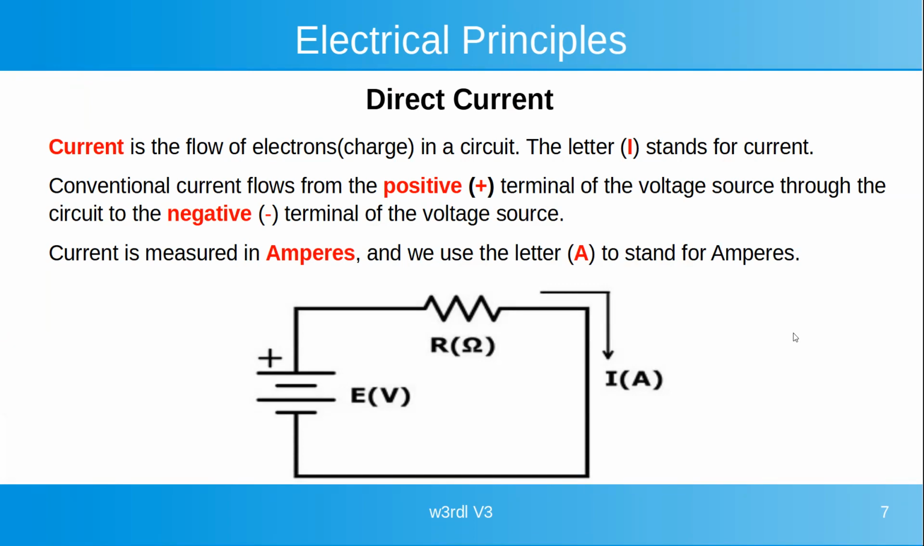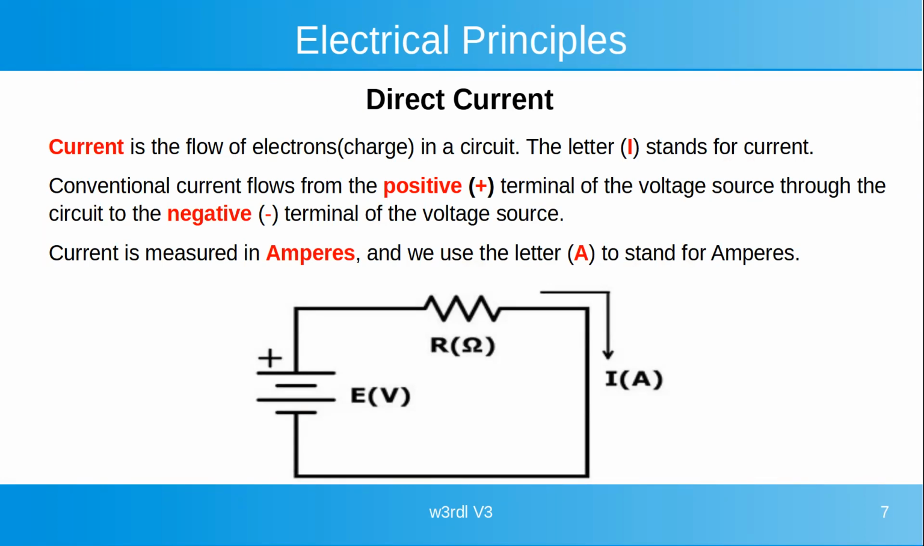Direct current is, like we said, the flow of electrons or charge in a circuit. If we call it conventional current, we go positive to negative. If we look at charges, they're actually going in the opposite direction. In most of the questions, you're going to be referring to conventional current, so it will go from positive to negative.